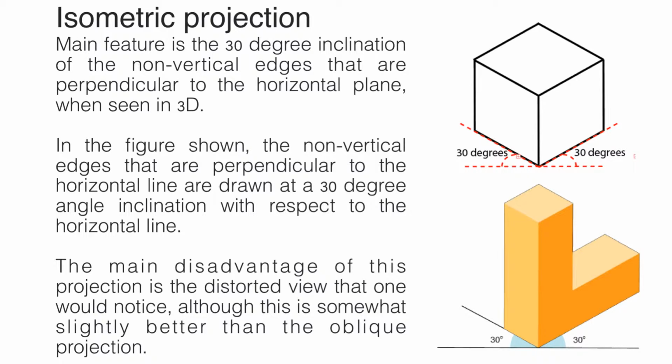The second is the non-perpendicular, or rather the non-parallel nature of this particular side when you compare it with the oblique projection. So this edge and this edge will be at an angle of 30 degrees, whereas the three vertical edges will maintain perpendicularity with respect to the horizontal plane. Of course, there is also one disadvantage of this projection, which is the distorted view, although this is somewhat slightly better compared to an oblique projection.